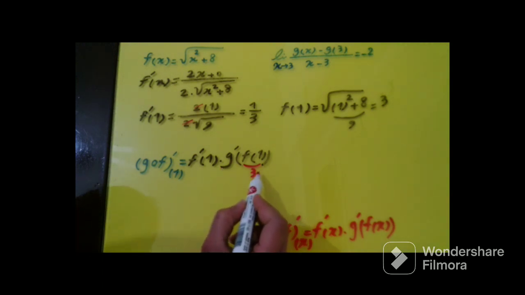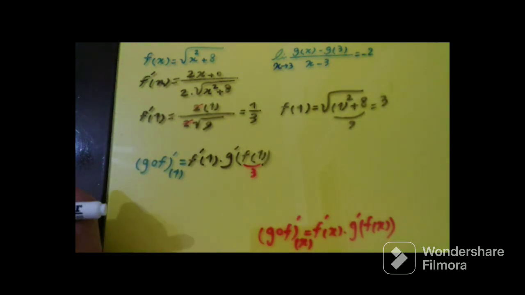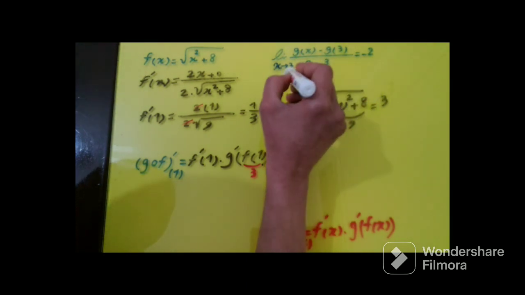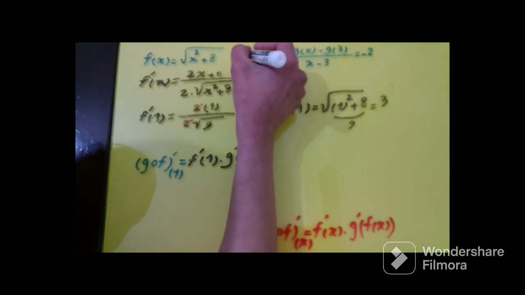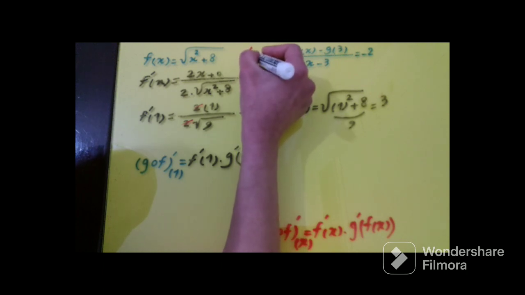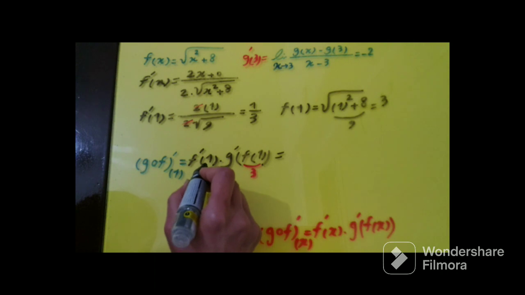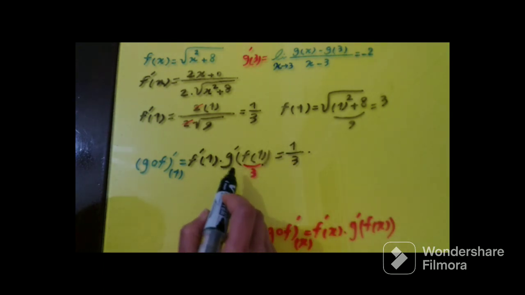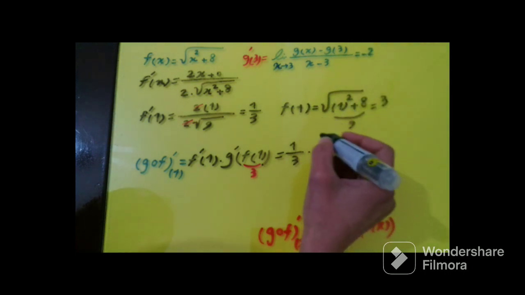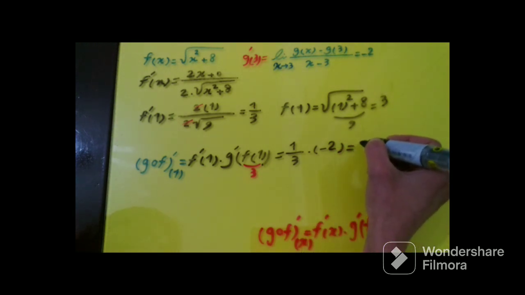Now we should find this term. In this term, we see the concept of the derivative at a point. So according to the concept of derivative at a point, we can say this term is the derivative of g in 3. So we can write f prime of 1, which is 1 over 3, times g prime of 3. It's negative 2. In the end, it's gonna be negative 2 over 3.